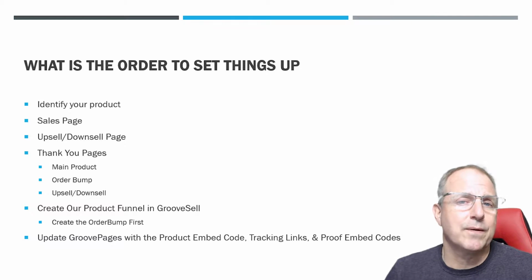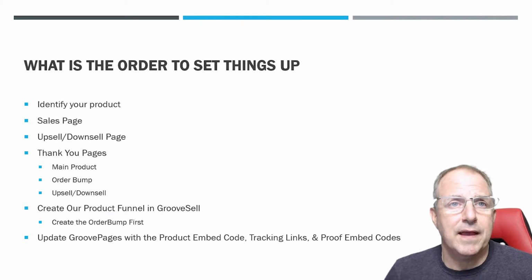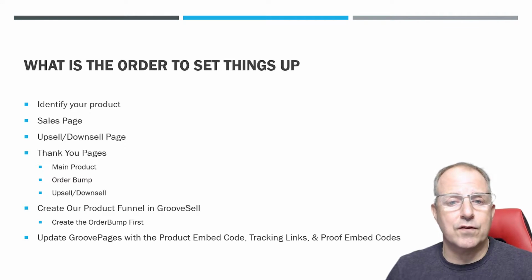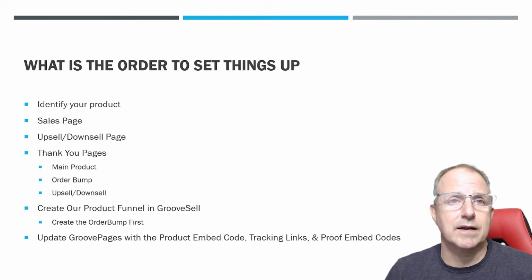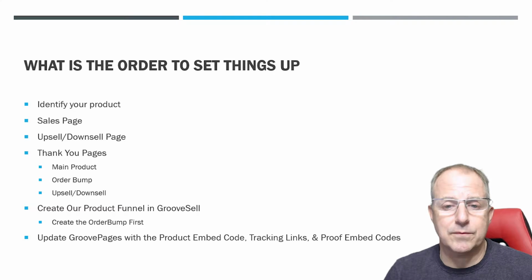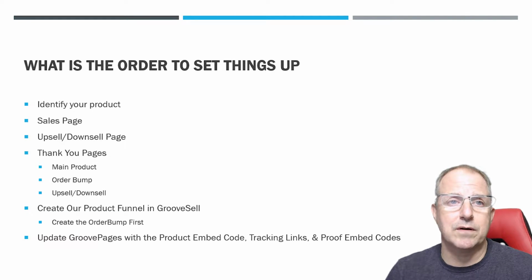The next thing we're going to do is create our sales page, and then create our upsell page. And again, if you're going to go further than that, you can create your downsell pages or whatever other pages you would need at this point. We're also going to need a thank you page for each one of our products: one for our main product, one for our order bump, and one for our upsell or our downsell product.